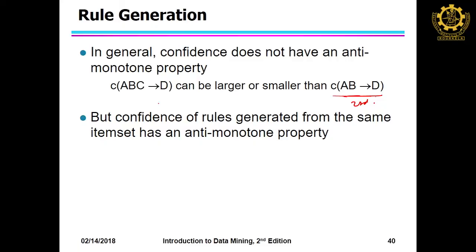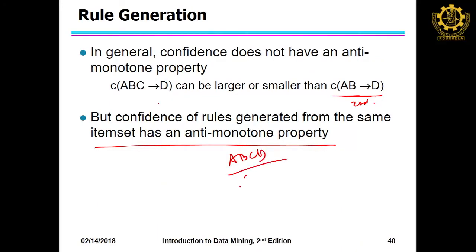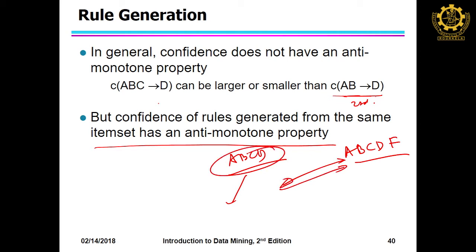But the confidence of rules generated from the same item set has the anti-monotone property. From the same item set, let us say A, B, C, D, we can generate many rules, and those rules follow the anti-monotone property. Another frequent item set might be A, B, C, D, F. There is no mixing between this one and this one, but rules generated from the same frequent item set follow the monotone property.